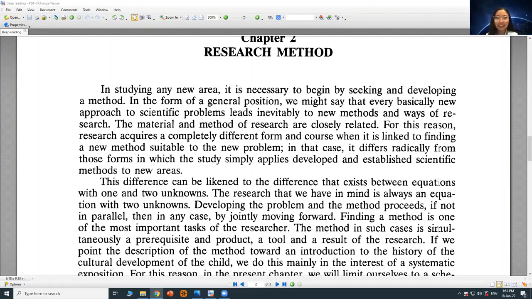For this reason, research acquires a completely different form and course when it is linked to finding a new method suitable to the new problem. In that case, it differs radically from those forms in which the study simply applies developed and established scientific method to new areas.